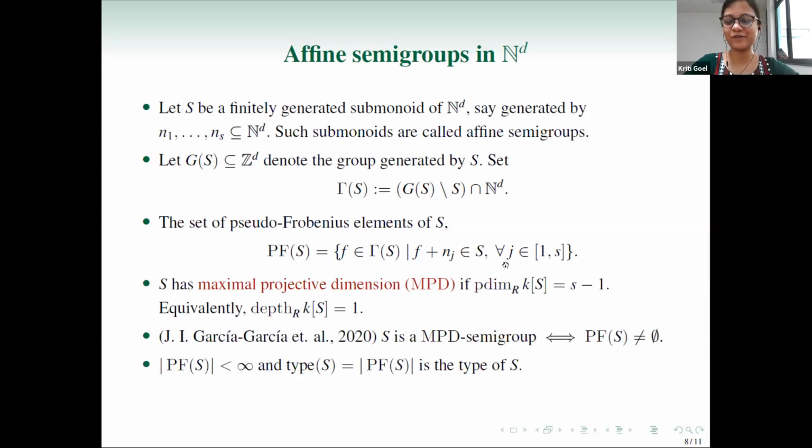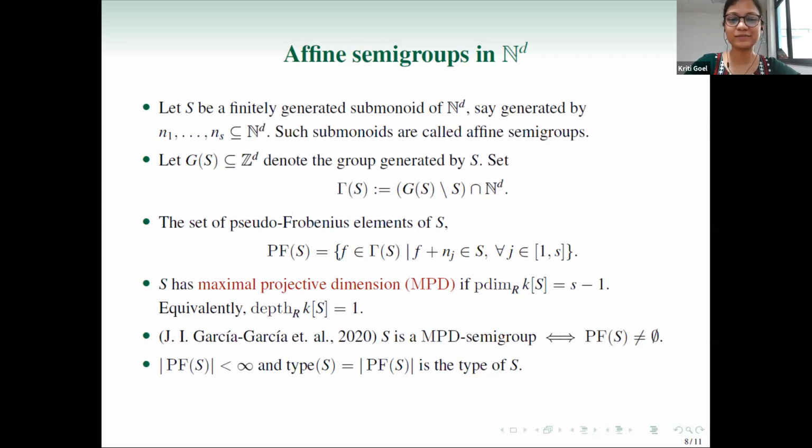So of course, when we are talking about high dimensional spaces, as I said about the gap set, things don't follow in parallel, and there are more things which can fall apart. The next hurdle is that, of course, we were able to define the set of pseudo-Frobenius elements, but what confirms that this set will be non-empty? We should first of all prove the existence of such elements. And in order to prove the existence, we have to firstly define what are called MPDs, or semigroups which have maximal projective dimension. So we say S has maximal projective dimension if, when we look at the corresponding semigroup ring, the projective dimension of the semigroup ring is s minus 1, or equivalently, the depth is equal to 1. And then it was proved by Garcia and a few more people in 2020 that the set of pseudo-Frobenius elements being non-empty is equivalent to saying that our semigroup is an MPD semigroup.